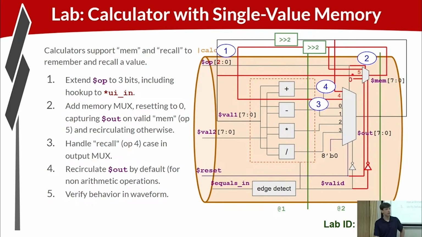And what's the 4 here? This one? Yeah, so 4 is our encoding for recall. So this is associated with this line, right? If we're doing a recall, 5 is mem, right? So these paths are analogous but opposite directions. If you're doing a mem operation, you're going from the output into the memory. If you do a recall, you're going from the memory into the output.